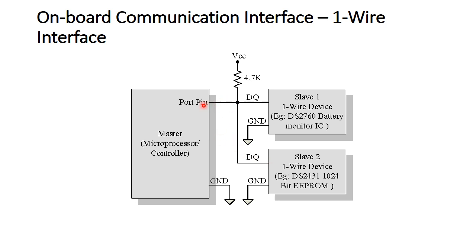When the connection is from the port pin to the DQ of the slave device, it will be sending the data, and when it is VCC to the DQ pins of the slave device, it will be sending the power to the slave devices. The same line is used for data as well as power, right? Data comes from the microcontroller, which acts as a master. The supply comes from VCC.